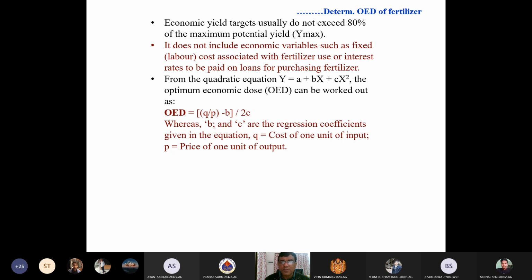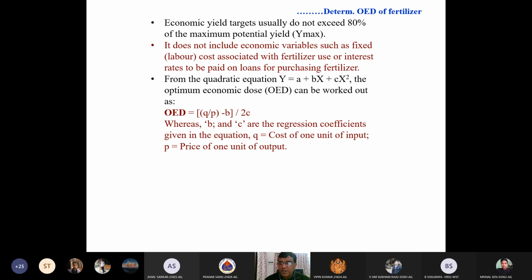From the quadratic equation y is equal to a plus bx plus cx square, the optimum economic dose can be worked out by the formula (q upon p minus b) divided by 2c. Here b and c are the regression coefficients that you have calculated in the equation, q is the cost of 1 unit of input, and p is the price of 1 unit of output.